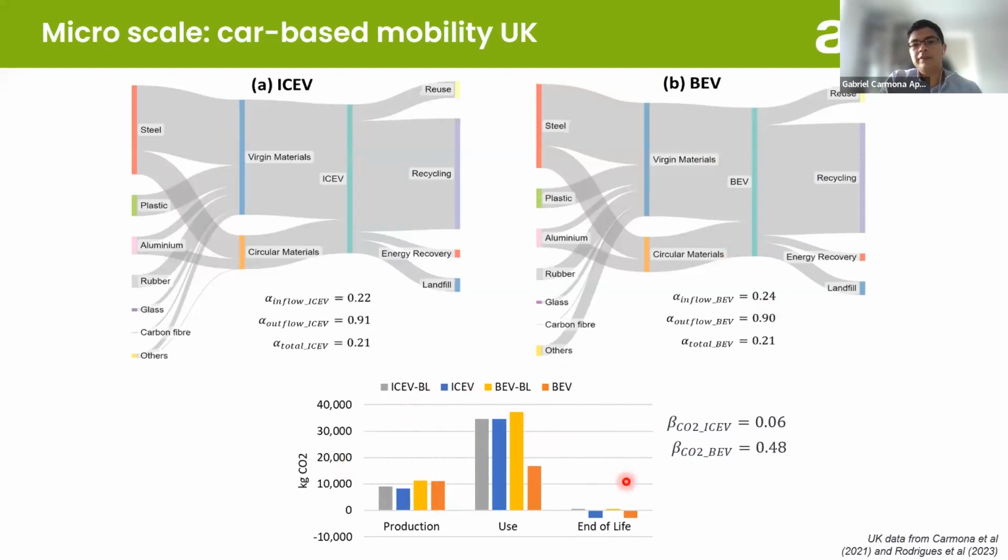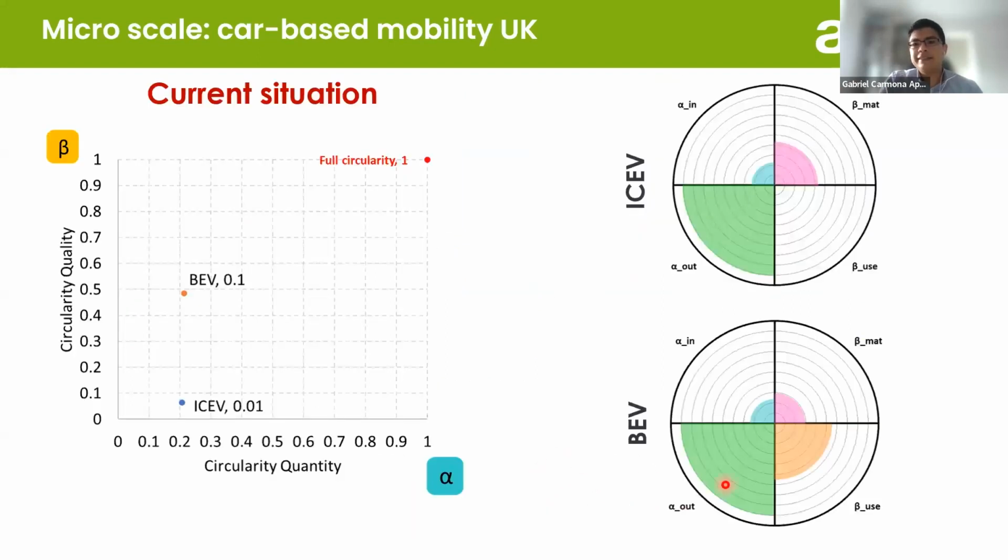When I use the beta for both of them, now only measuring the CO2 impact of the whole life cycle of the vehicle, we have 0.06 for the conventional vehicle and 0.48 for the battery electric vehicle. And that is because the battery electric vehicle has a higher performance at the operational stage. So I can represent that index also in these radars: the alpha in, which is the 0.22 for my inflows coming from circular cycles, and my 0.91 going into circular uses.